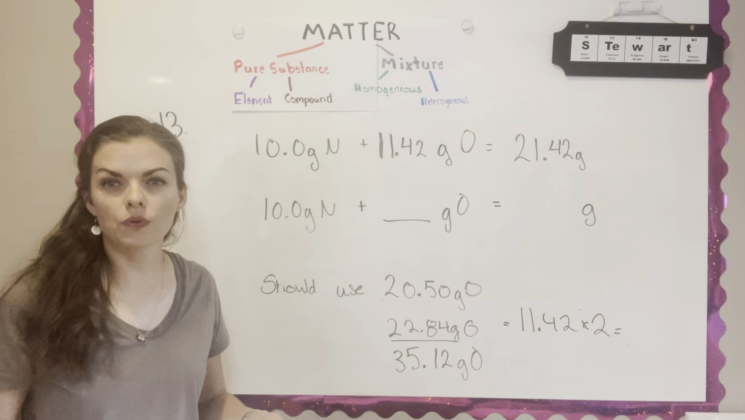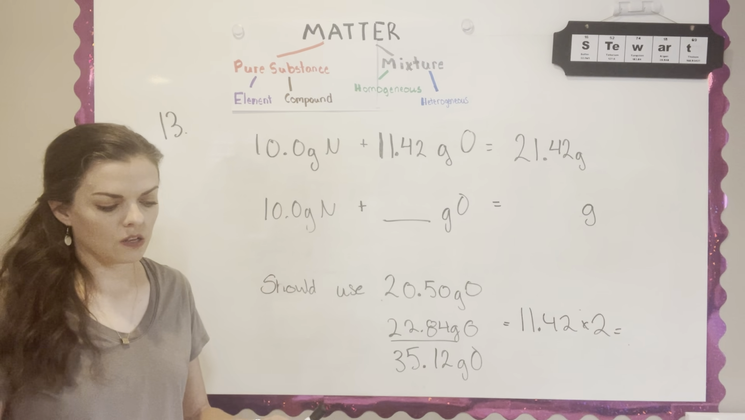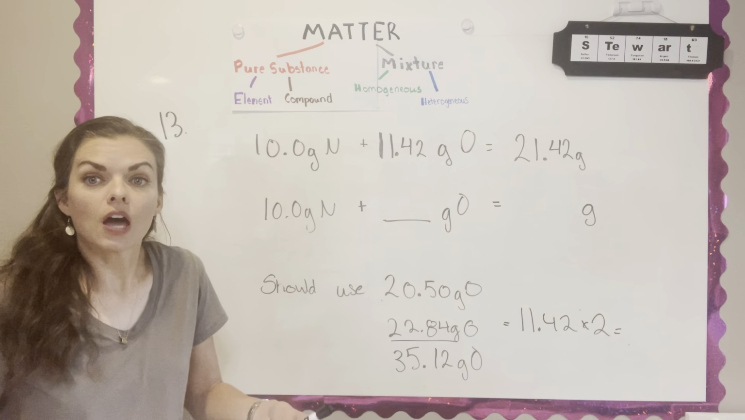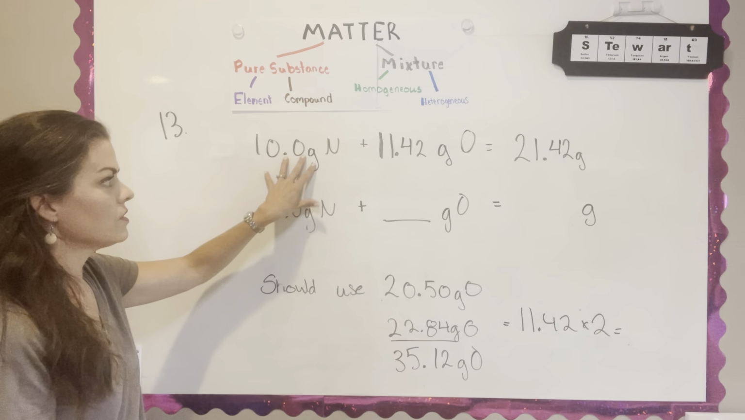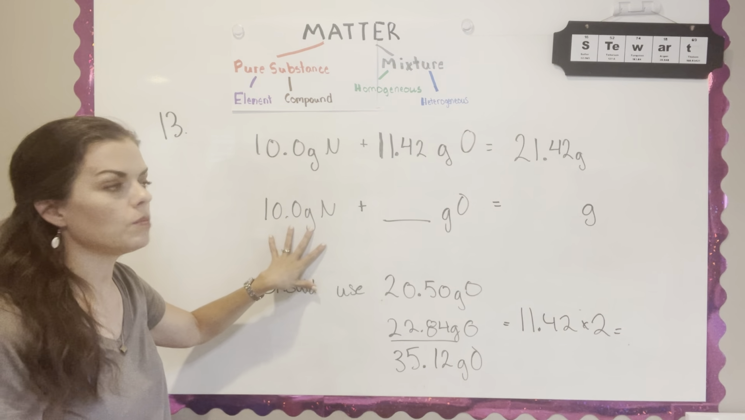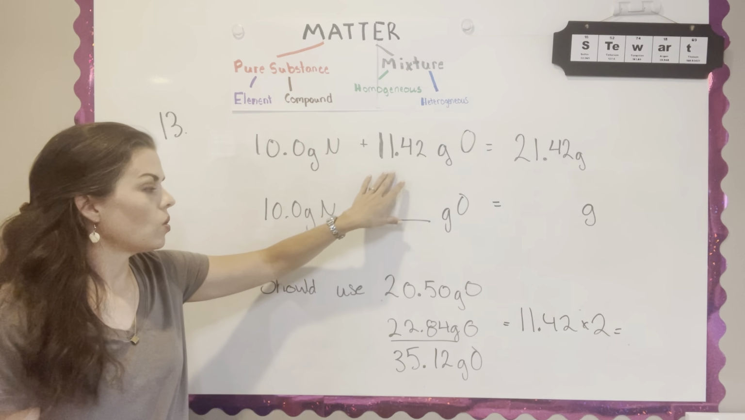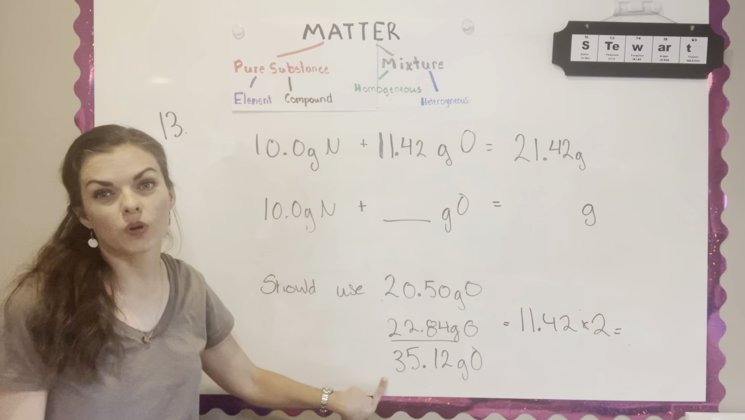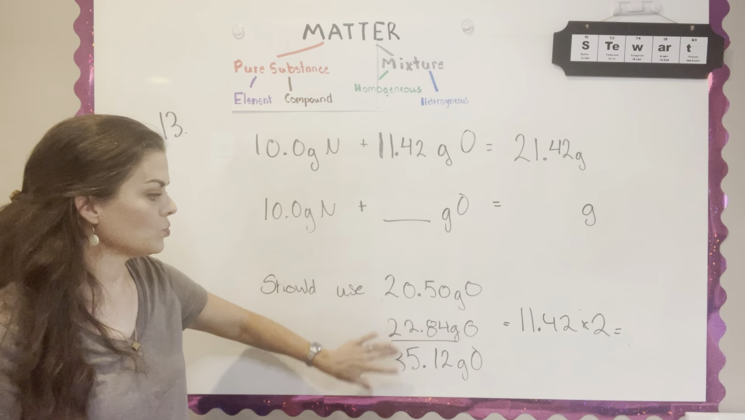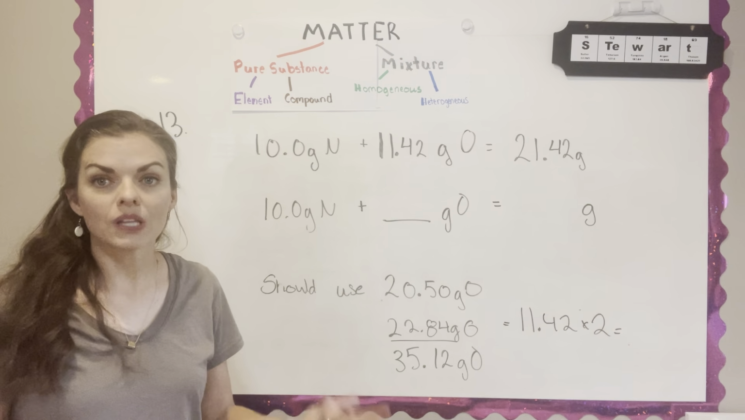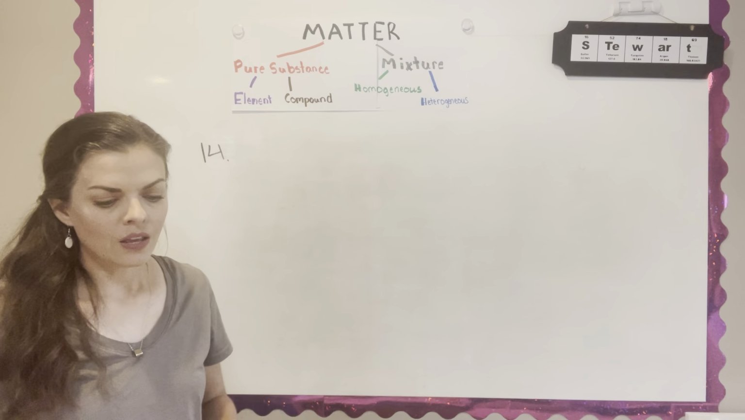This is referring back to the law of multiple proportions, which says that for a fixed mass of one of the elements, the masses of the other element must react in small whole number ratios. So this is a fixed mass of one of the elements, and the next element must react in a ratio. None of these other choices is a ratio of 11.42. If you used one of these other two, we would have some leftovers, and the problem says there's no leftovers.